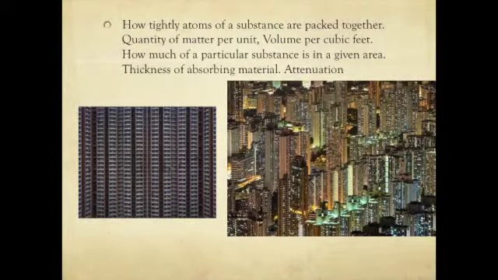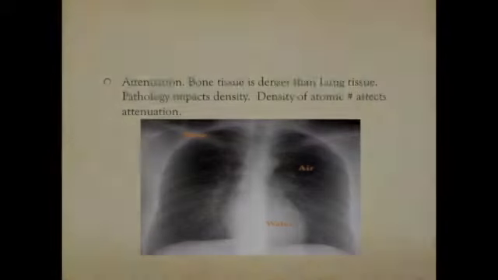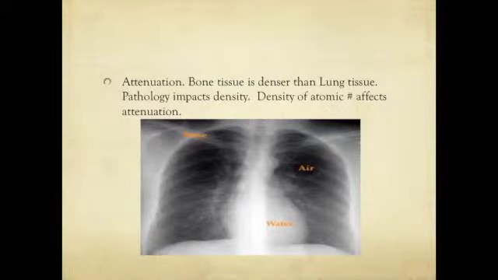How tightly atoms of a substance are packed together, quantity of matter per unit volume per cubic feet, how much of a particular substance is in a given area, thickness of absorbing material, and attenuation. Attenuation: bone tissue is denser than lung tissue. Pathology impacts density. Density of atomic number affects attenuation.